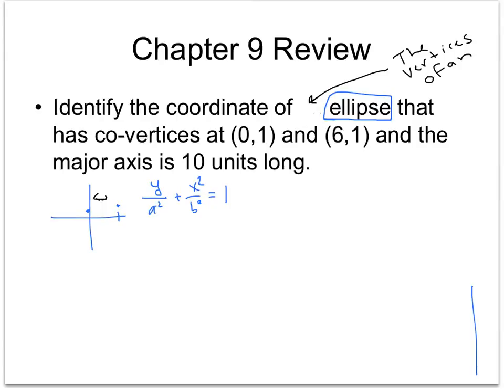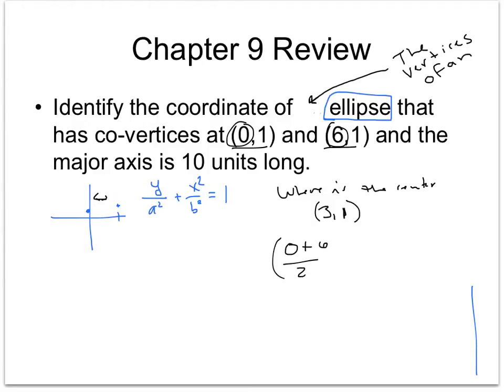So now, what do I need? I need to know where the center is. Well, what's the middle of (0, 1) and (6, 1)? I can use the midpoint formula, or I can just know that the middle of 0 and 6 is 3. And the y wouldn't change, so the center is going to be at (3, 1). If I needed to do some math, and I'm a procedural person who needs a formula, I could do that. And this is the center. Okay, so now I know the center is at (3, 1).